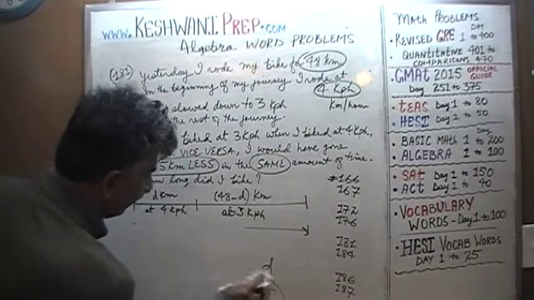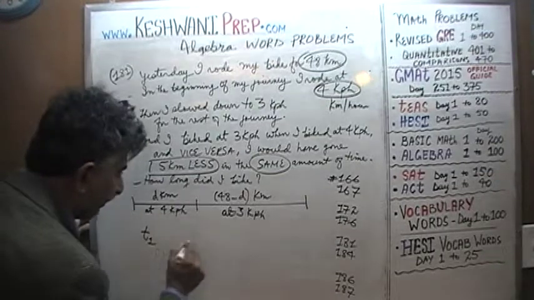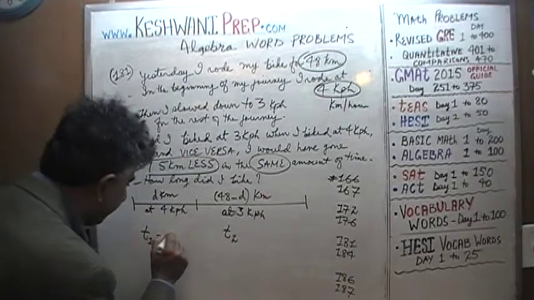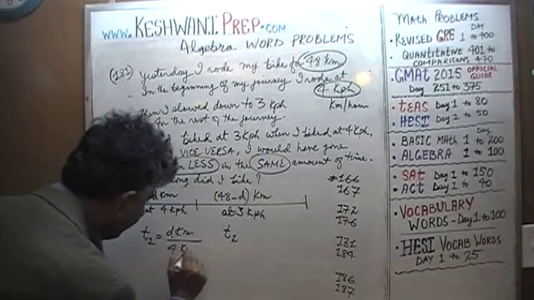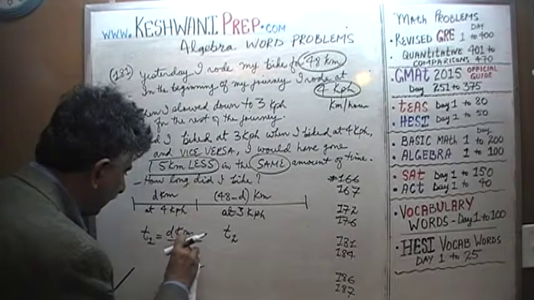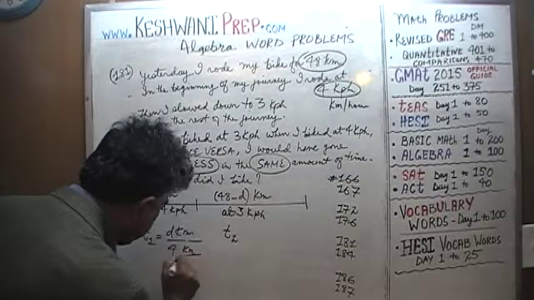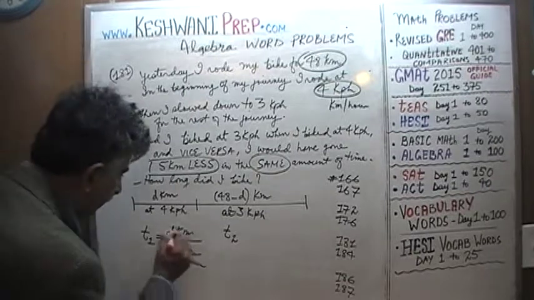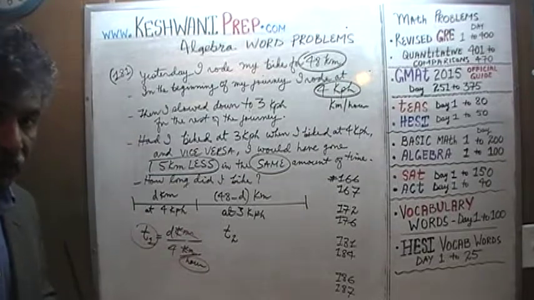I'm going to erase this. We're done with it. So the time, let's call it T1 for the first segment and T2 for the second segment. T1, the first segment, is going to be the distance, which is d kilometers, over the speed, which is 4 kilometers per hour. As we can clearly see again, the kilometers are going to drop out, and this hour is going to end up on the top, because that's the time period. Of course, it has to be expressed in hours.